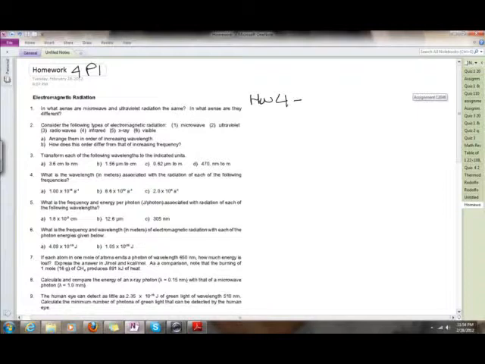So that means that they have a higher frequency, and as you know, the energy of a photon is equal to a constant, Planck's constant, multiplied by the frequency. So you know that if it's a higher frequency, it's higher energy. So ultraviolet is a higher energy radiation than the microwave.